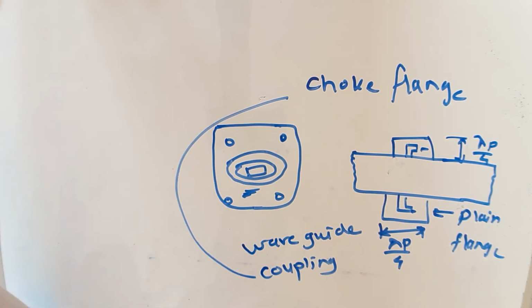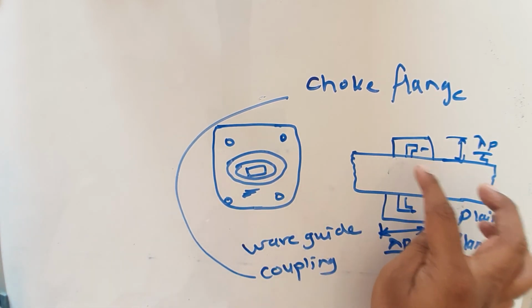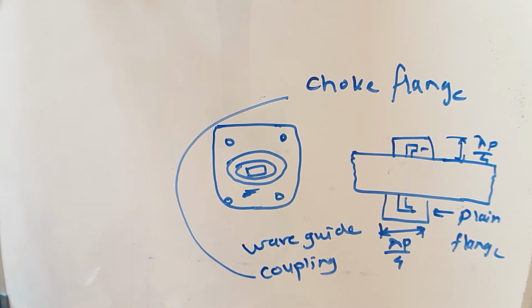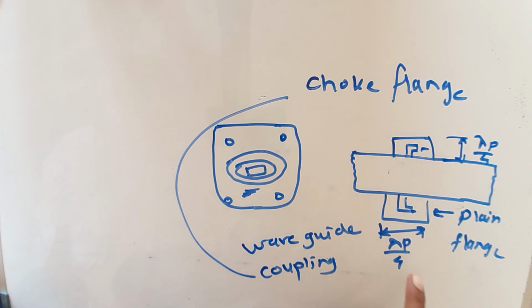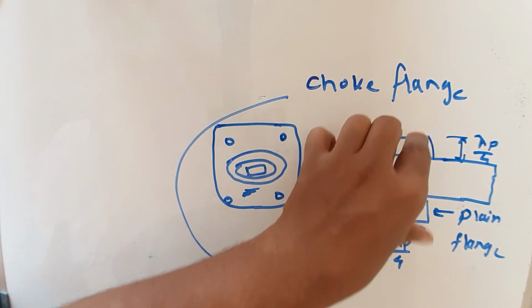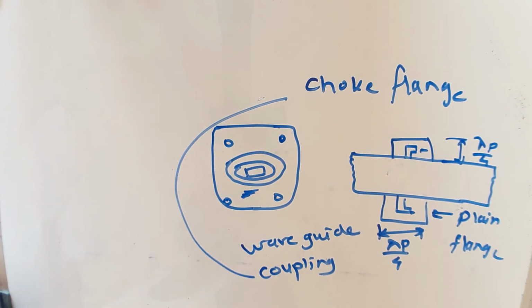It consists of an ordinary flange and the choke flange. To compensate for discontinuity, a circular choke ring of L cross section is used in the choke flange in order to short circuit the junction of waveguides. This L section will behave as a short circuit with a total length of lambda by 4, where lambda is the wavelength. To find the total length, you take lambda divided by 4.